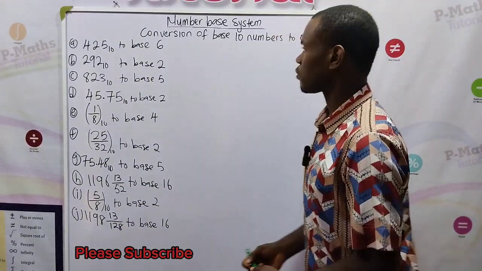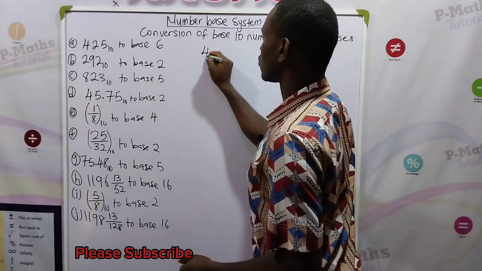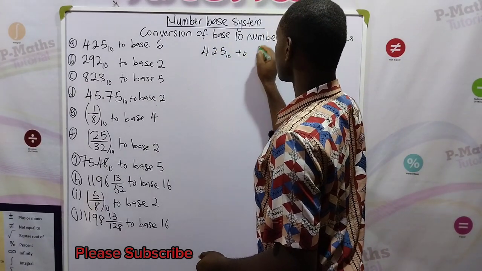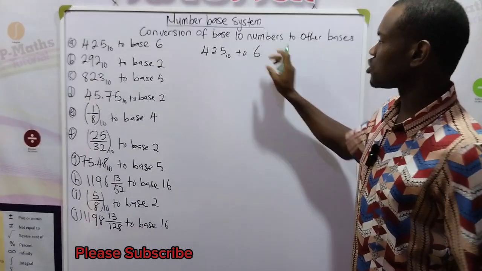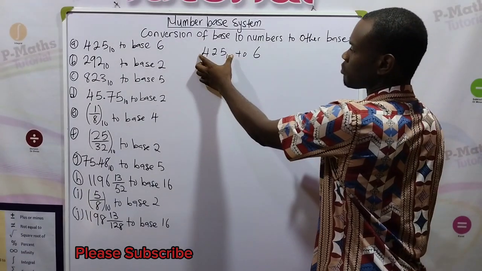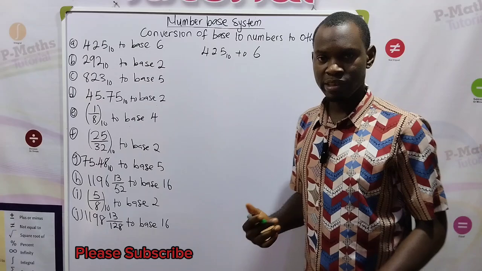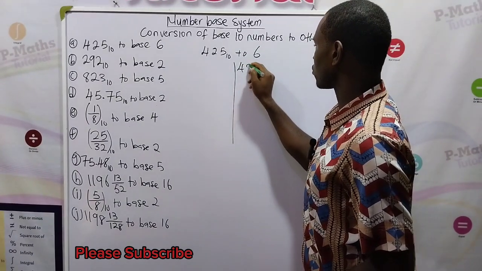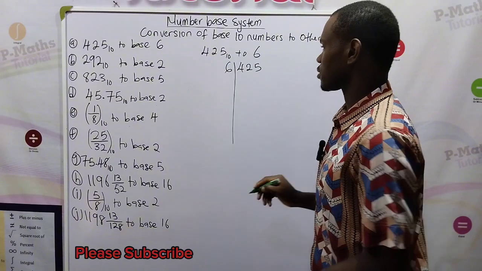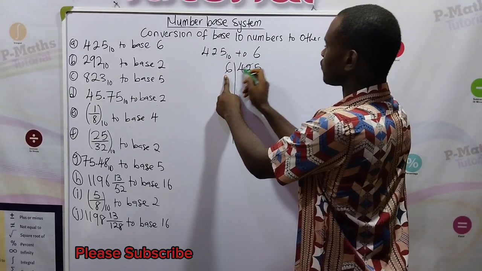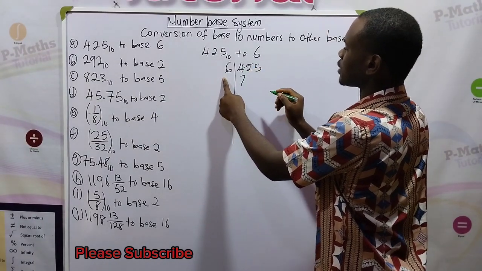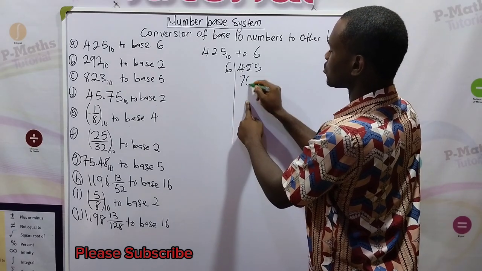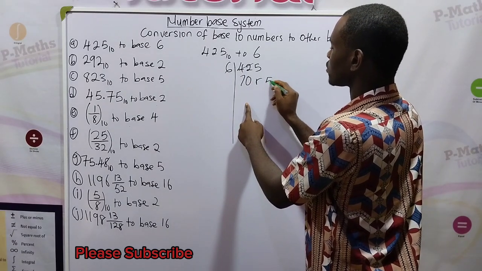So let's start with the case of number one. I have 425 in base 10. We are converting to base 6. So all we need to do is to use 6 and divide this number completely. We are only interested in the remainders, all right? So we have 425 divided by 6. So let's divide. 6 can divide 42 to give us 7. And then 6 cannot divide 5. Therefore, we put 0. Then our remainder is 5.